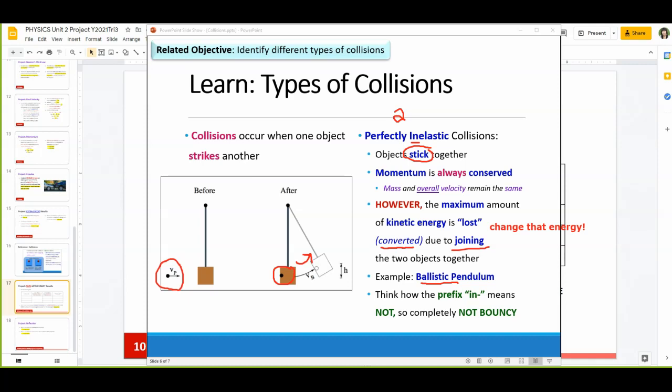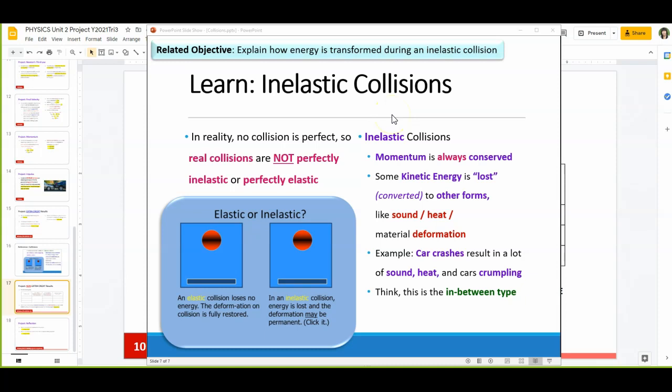Now, again, a good way to think about this is the prefix for inelastic. The prefix in means not, so this means it's not elastic or not bouncy. So again, in this case, perfectly inelastic collisions, they are not bouncy. Now, the reality is that no collision on Earth is perfect. So there are no real collisions that are perfectly inelastic, meaning they stick together. And there's no collisions that are perfectly elastic, which is where they bounce off.